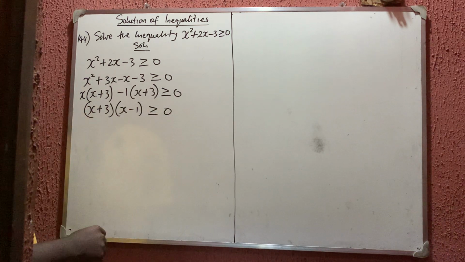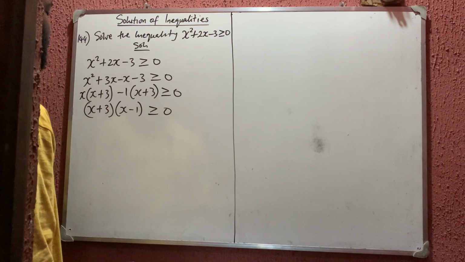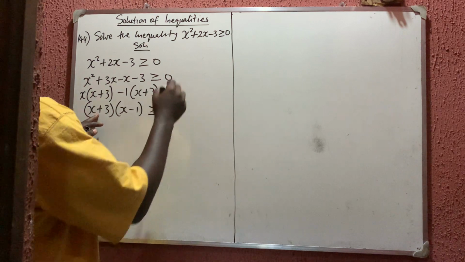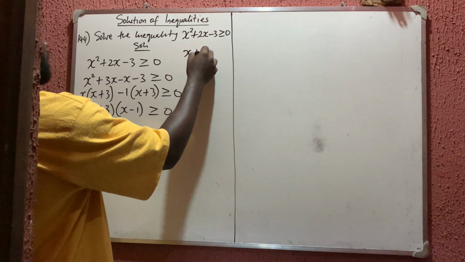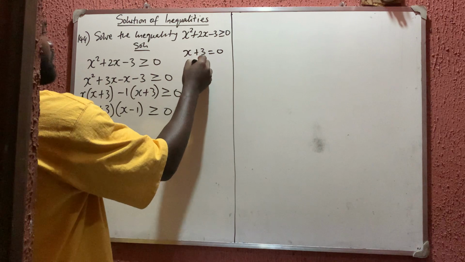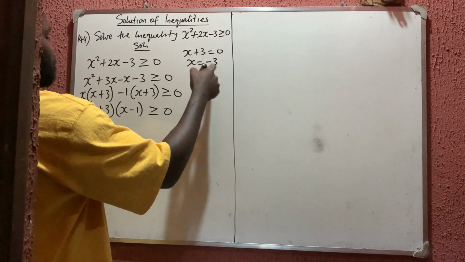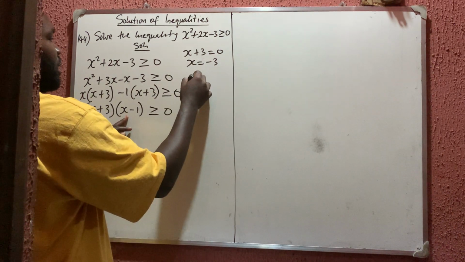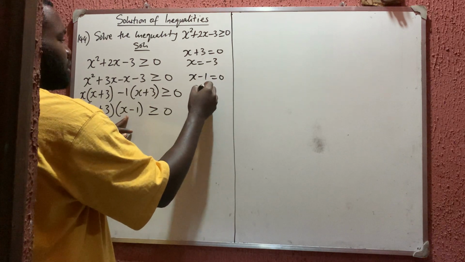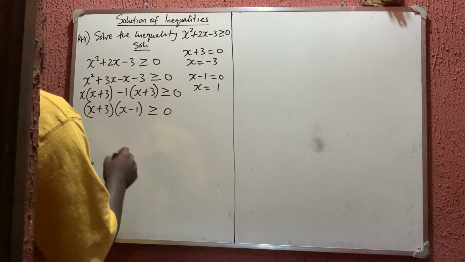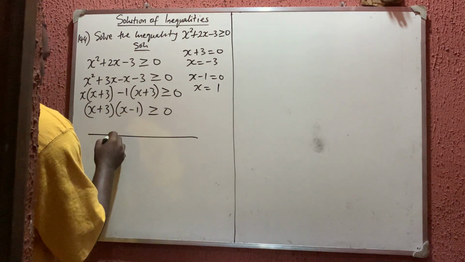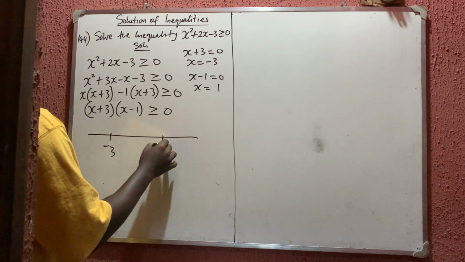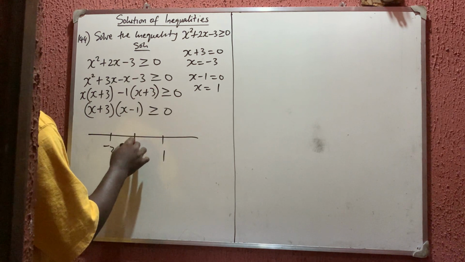Now, from this place, you need to get the critical point. How do you get the critical point? Just say that x plus 3 is equal to 0 to show that x is equal to minus 3. Minus 3 is one of the critical points. Then here, x minus 1 is equal to 0 to show that x is equal to 1. So the two critical points I'm having are minus 3 and 1. Then I have 0 in the middle here.